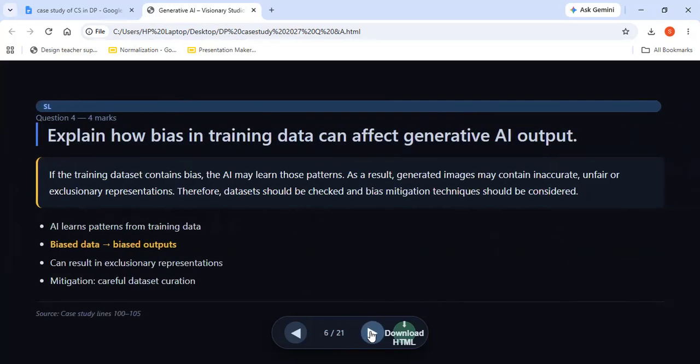Then explain how bias in training data can affect the generative AI output. If the training data set contains biased data, then the AI may learn the same patterns that are in the data set. As a result, generated images may contain inaccurate or unfair representations. For example, if all the images of doctors are men, then definitely the output will be men. You can't expect a woman. So there is gender bias happening here because the data set was incorrect.